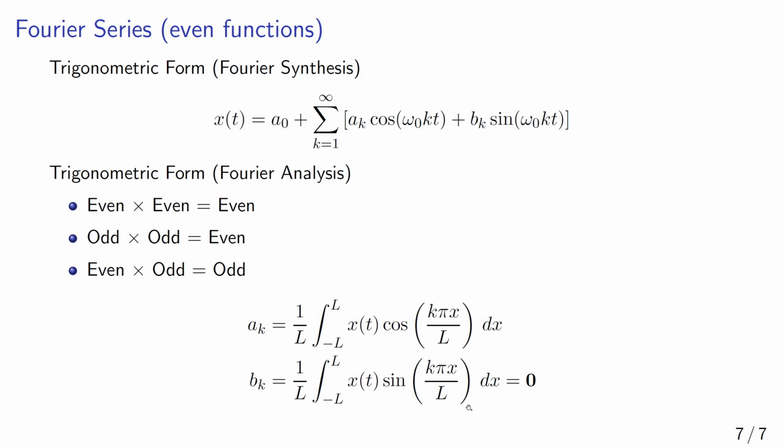So here's the sine integral part. Sine is an odd function multiplied by an even function. You get an odd function, and in the end, all of the b sub k terms, the sine terms, will actually go to 0. And in the end, you only need to calculate the cosine terms. That's really all you need to know about that.